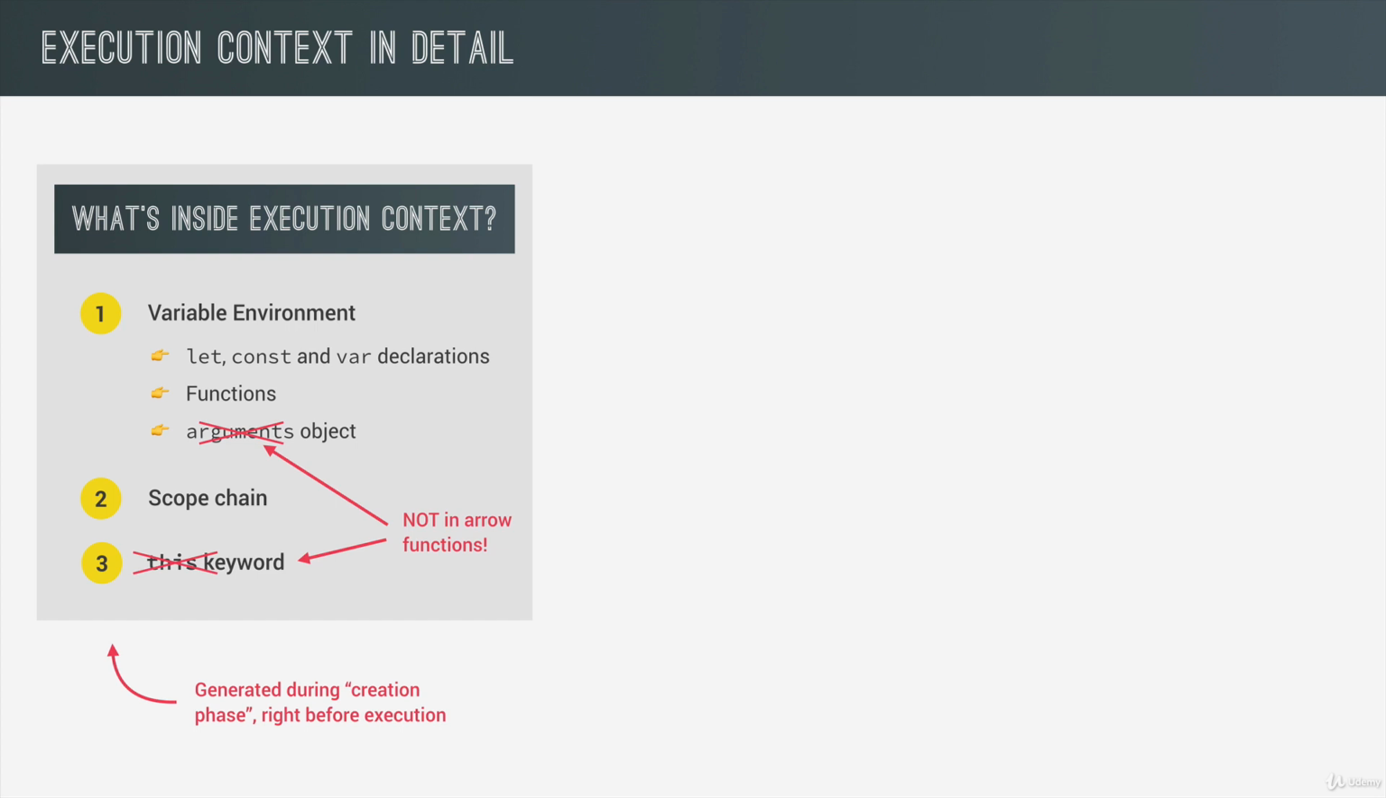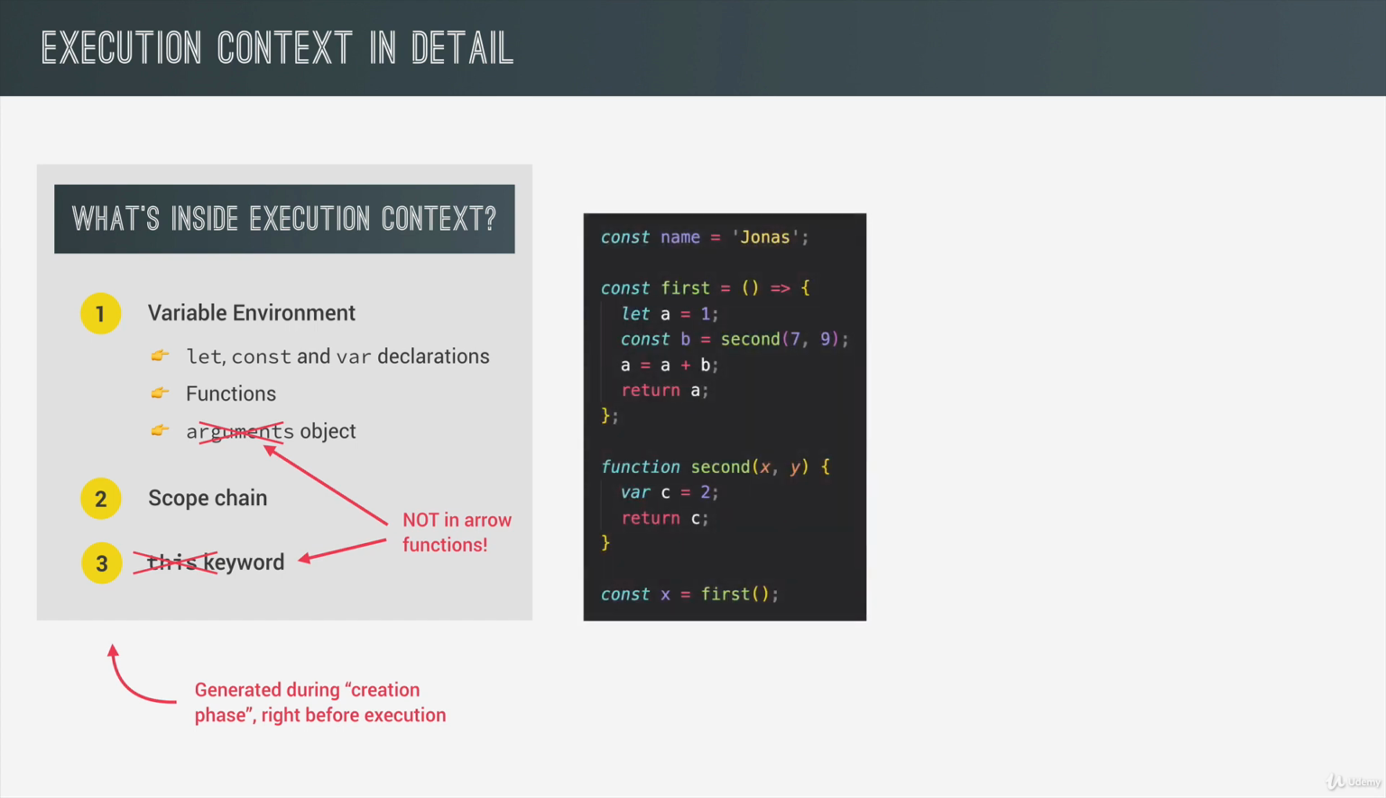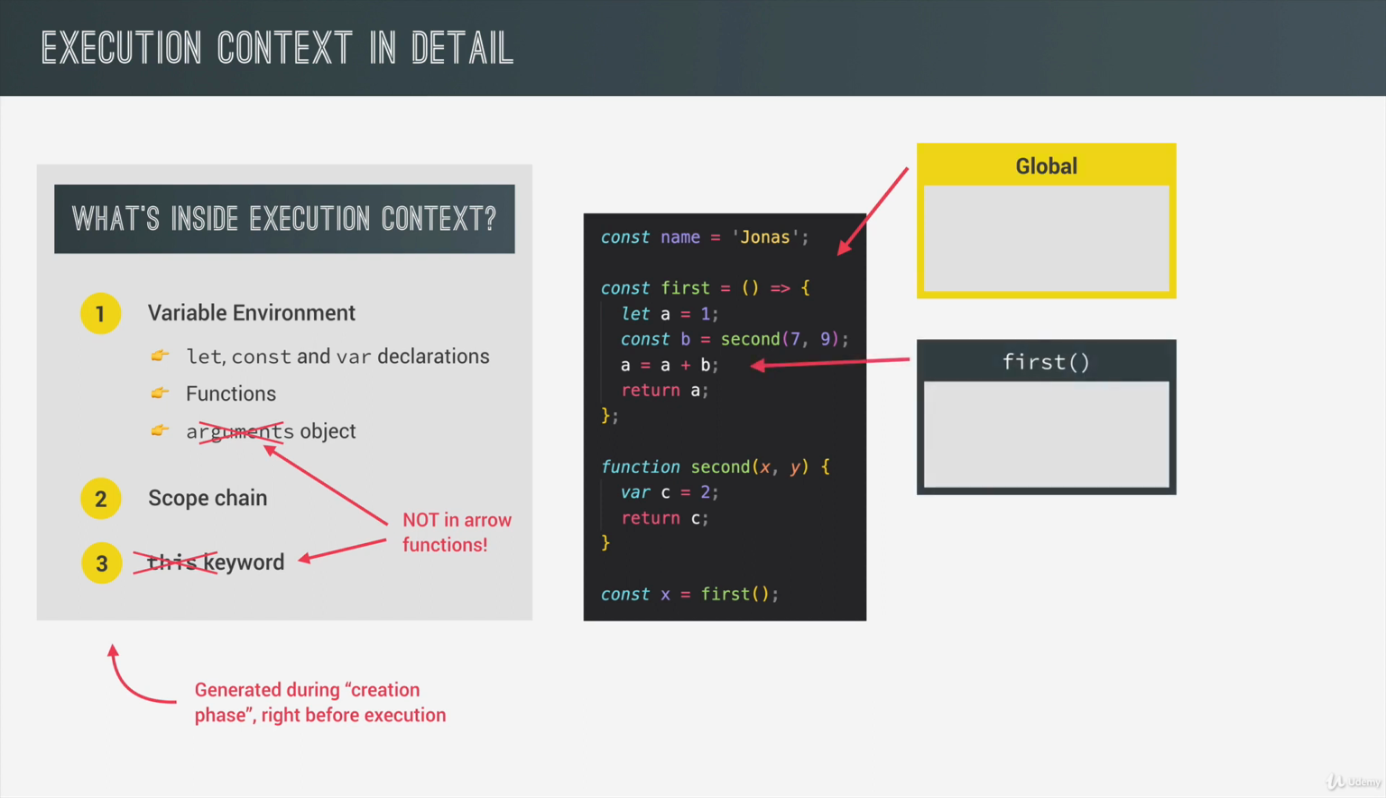So these are the things that are necessary to run each function, as well as the code in the top level. Now, behind the scenes, it's actually even more complex, but I think we're fine like this, aren't we? And now let's actually try to simulate the creation phase for this code example here. So, as you hopefully know by now, we will get one global execution context and one for each function. So one for the first function and one for the second function.